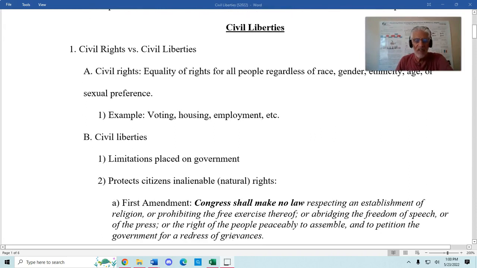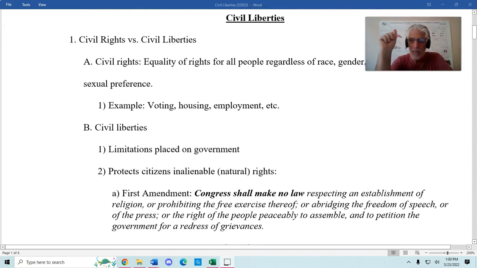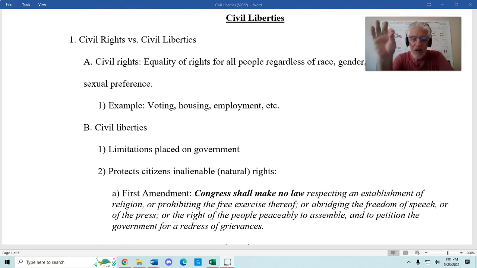When we talk about civil liberties, the thing I want you to keep in your mind is the idea of limitations placed on the government. Limitations placed on the government. And this is why there's a gray area between civil liberties and civil rights, especially in regards to voting, right? But we'll come back to that in the next lecture.